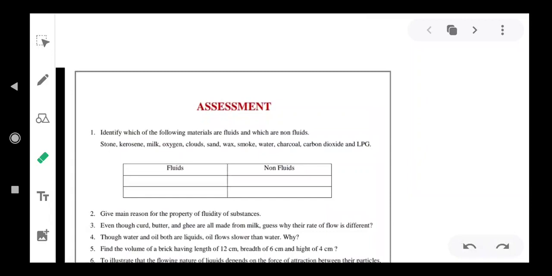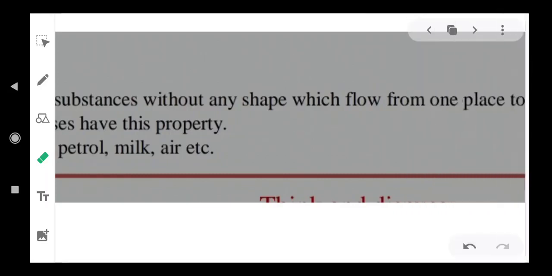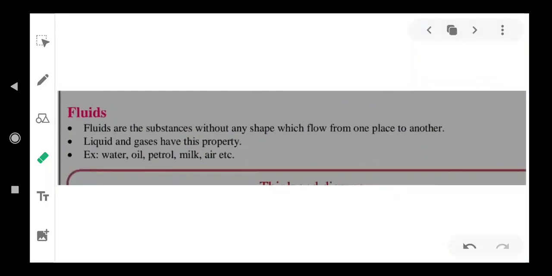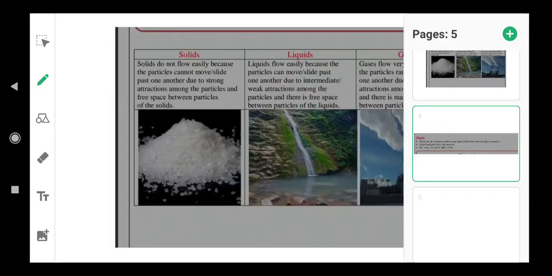So first of all, you have to know what a fluid is. Fluids are substances without any fixed shape which flow from one place to another. Liquids and gases have this property, not solids. Examples are given here: water, oil, petrol, milk, air, etc. So only gases and liquids have this property.